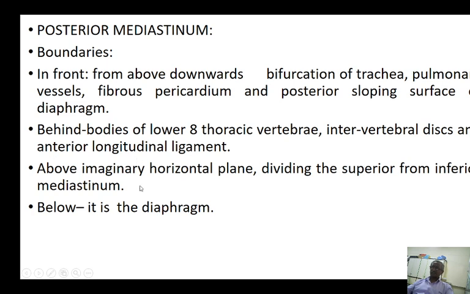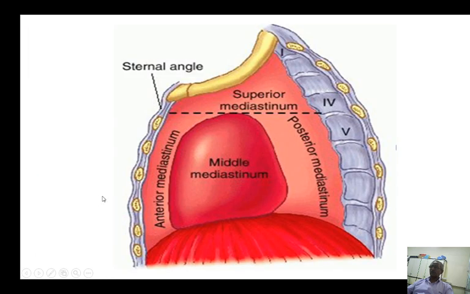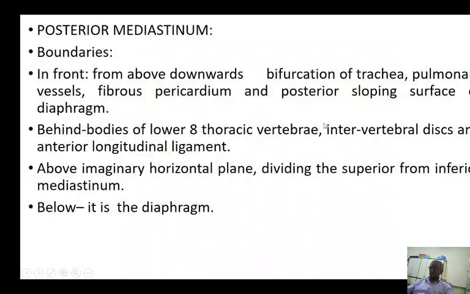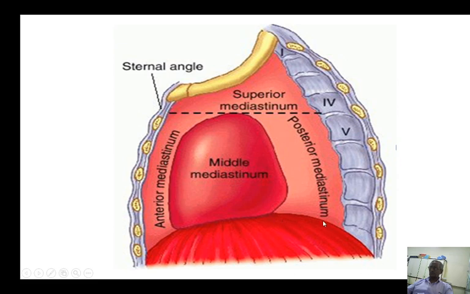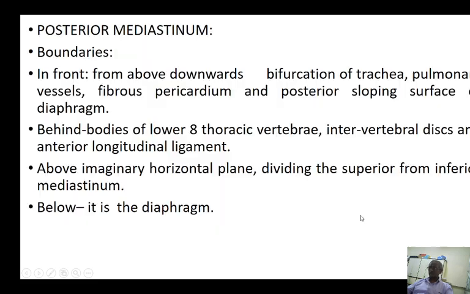Above is the imaginary horizontal plane dividing the superior and inferior mediastinum. This posterior mediastinum is bordered above by that plane, which passes from the sternal angle to the lower border of the fourth thoracic vertebra. Below it is the diaphragm, which forms the lower as well as part of the anterior margin of the posterior mediastinum.